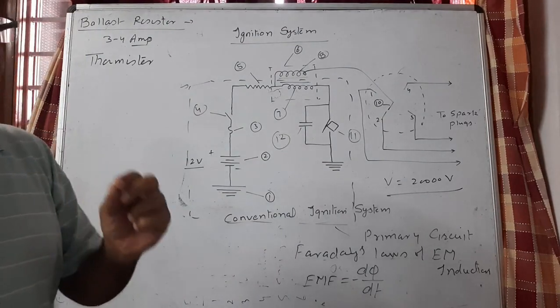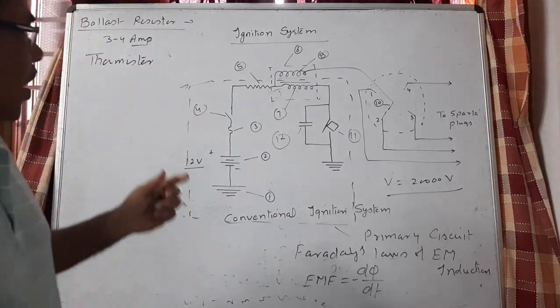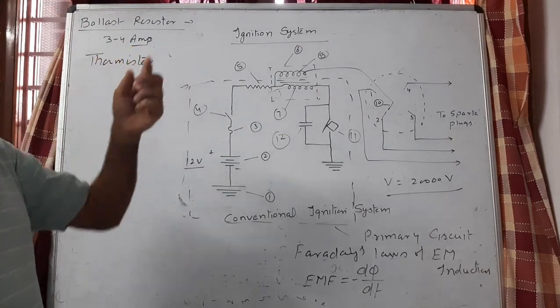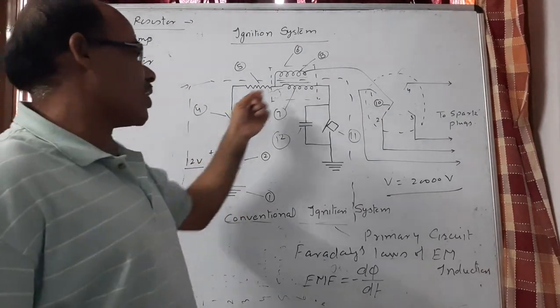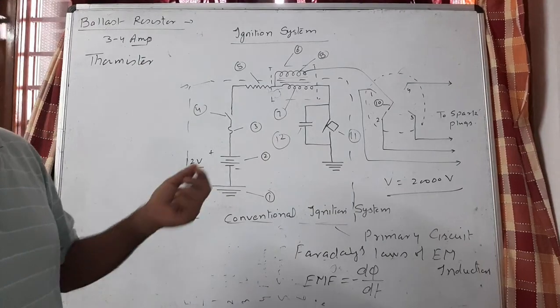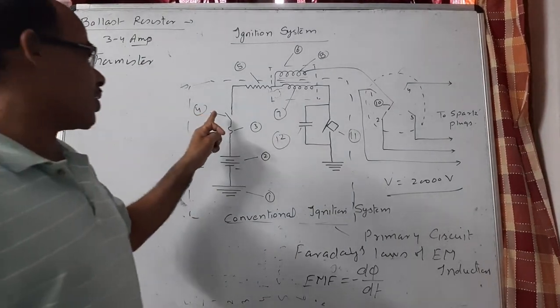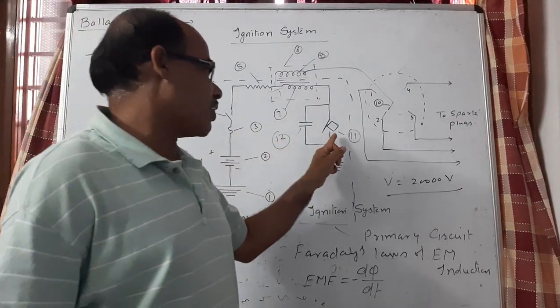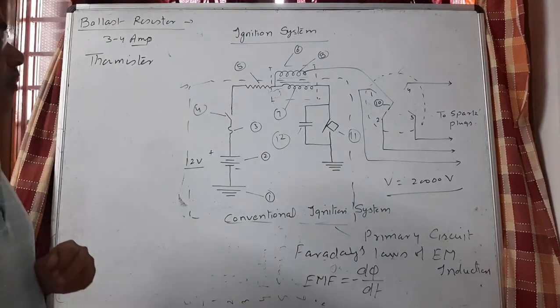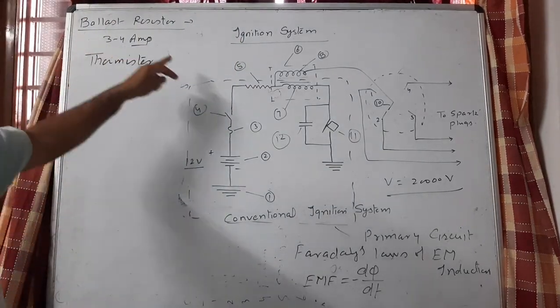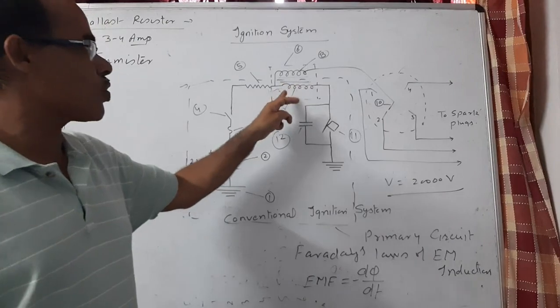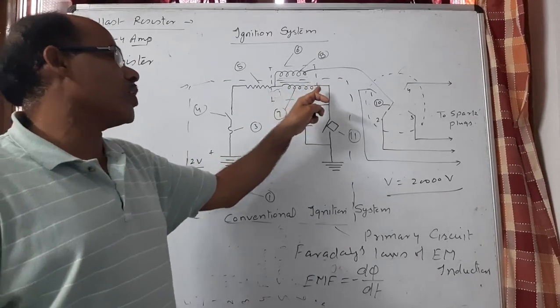So what does the ballast resistor do? The ignition coil, as I had earlier told you, is a kind of transformer where primary and secondary coils are there. A primary current of 3 to 4 amperes is set up when the circuit gets operated or initiated by closing the ignition switch and the contact breaker point. So a current of 3 to 4 amperes also has heating qualities for the wire.